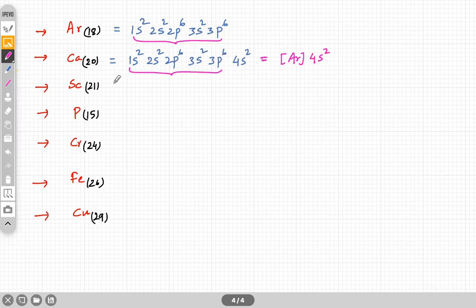Now in this one, it would be 1s2, 2s2, 2p6, 3s2, 3p6, 4s2, and then 3d1. If you write it in terms of argon, this electronic configuration would be argon, then 4s2, 3d1.